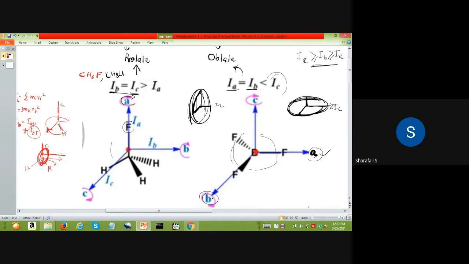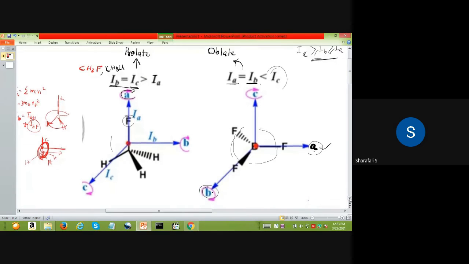So this is your IC, and this is your IA and IB. They have the same values. So this is the prolate structure, and this is the oblate. It depends on where you take your IC and IB values. Depending on that, the structure may vary. Okay, so that's about oblate and prolate molecules for the symmetric top molecule.